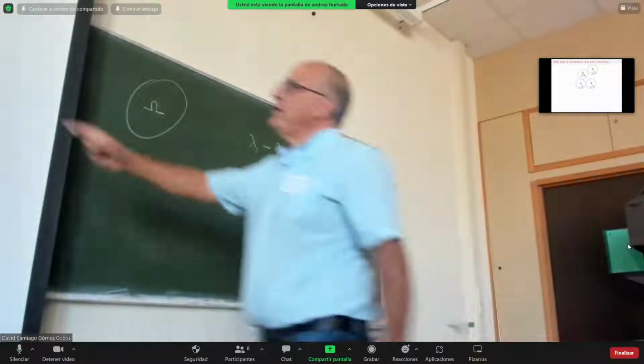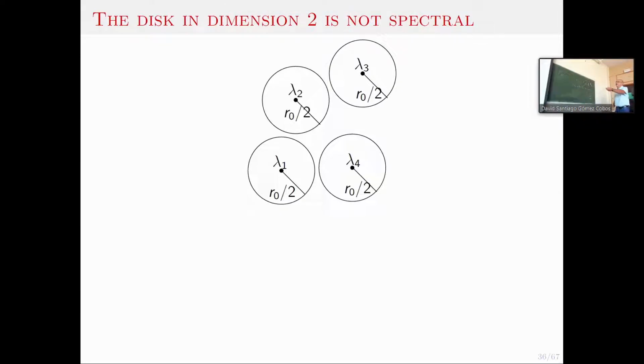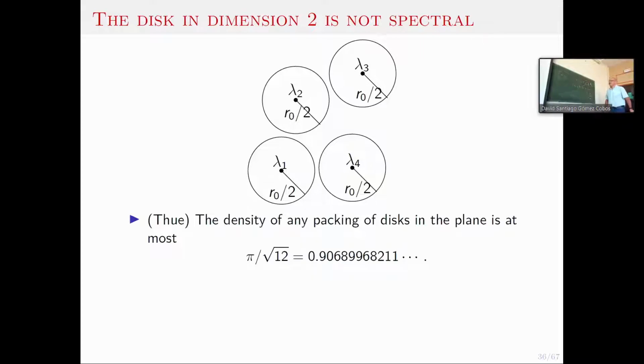So if I place a disk at half this quantity as the radius, all these disks are non-overlapping. This is what we call a disk packing. Packing means you have the objects and they don't overlap each other. But disk packings are well known, since 100 years ago, to have a maximum density. Density is, look at a big area, how much area you have managed to cover divided by the total area. They have a maximum density of 0.906.